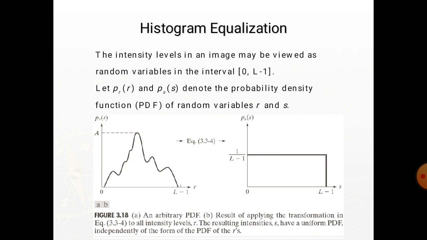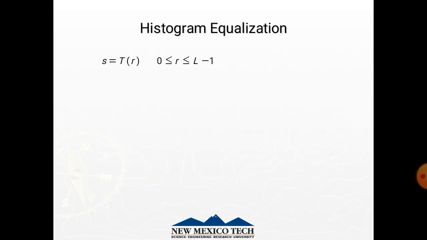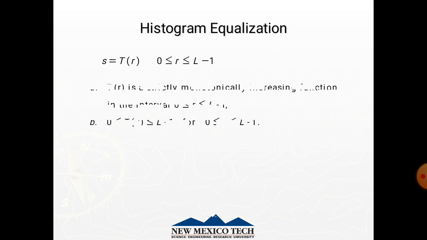So for r satisfying these conditions, we focus attention on transformations, which are intensity mappings of the form s equal to T(r), where 0 less than or equal to r less than or equal to L minus 1. That produces an output intensity level s for every pixel in the input image having intensity r.